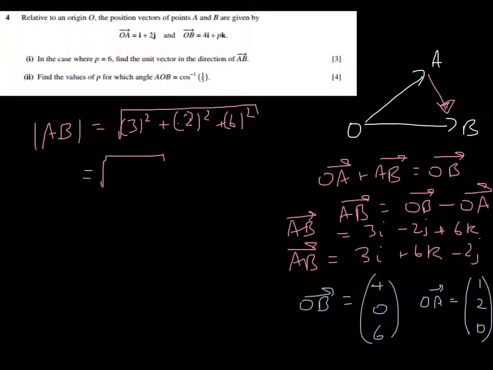So 9 plus 4 plus 36, which equals 49. So the root of 49 is 7. I always start off by doing this root side here, just in case that's not a nice number, and I'll leave it as a surd. But in this case here, the root of 49 is 7, so that's fine.